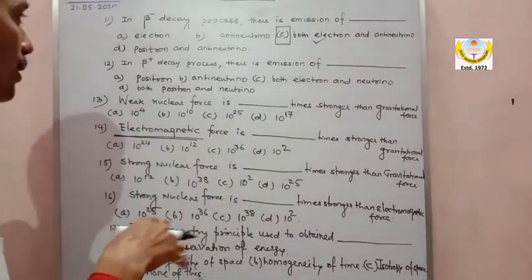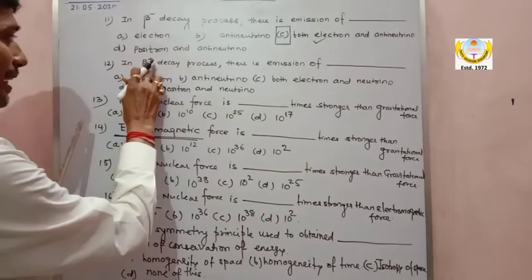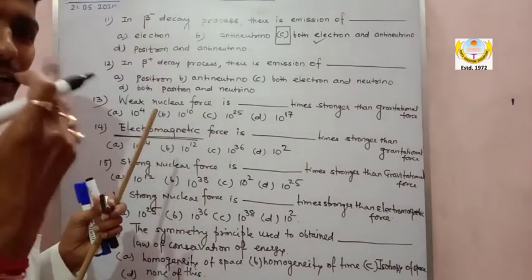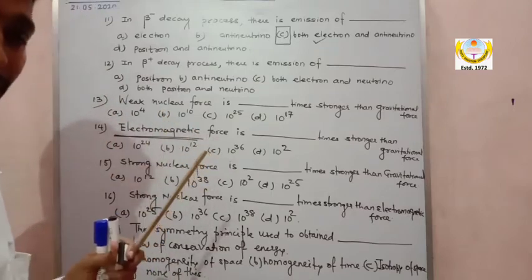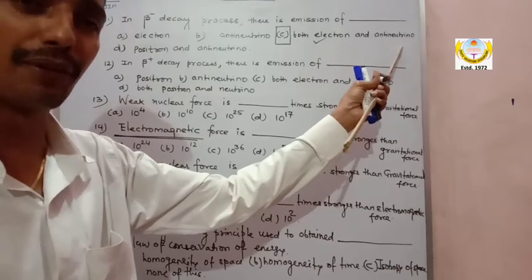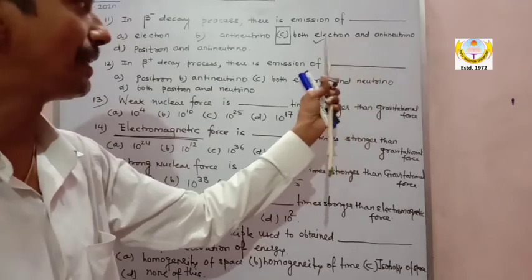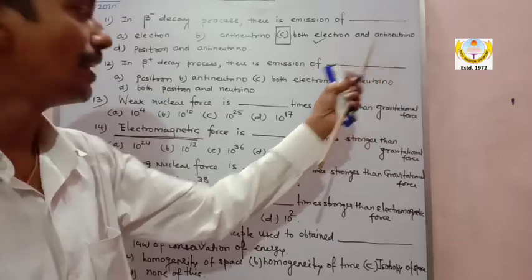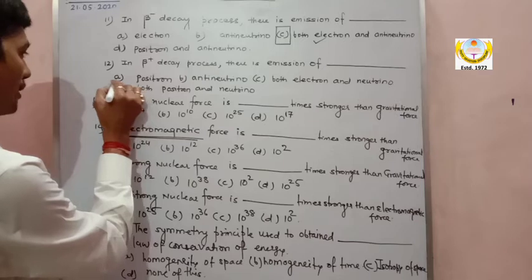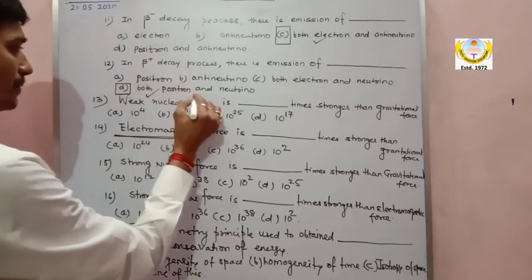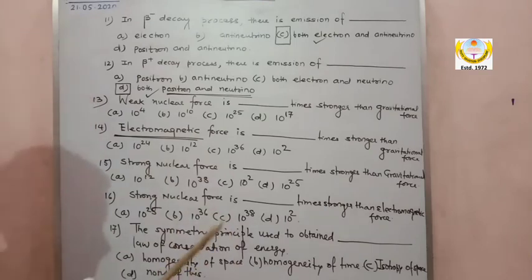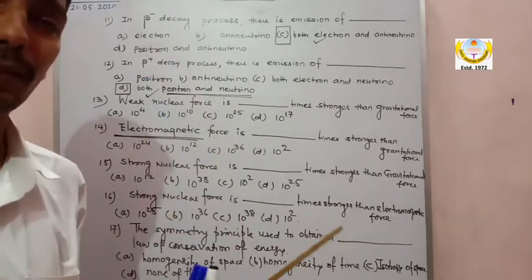Okay, and next question: in beta plus decay process, this is plus. Now plus makes the understanding that it should be a positron. Beta minus: electron and anti-neutrino, the opposite of neutrino. And here, my dear, in beta plus, it will be positron and neutrino. So remember this, my dear, we have discussed this while teaching the weak nuclear forces.